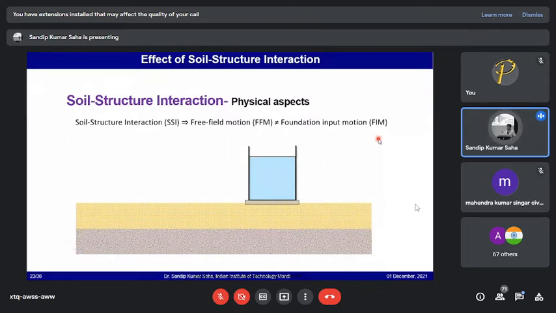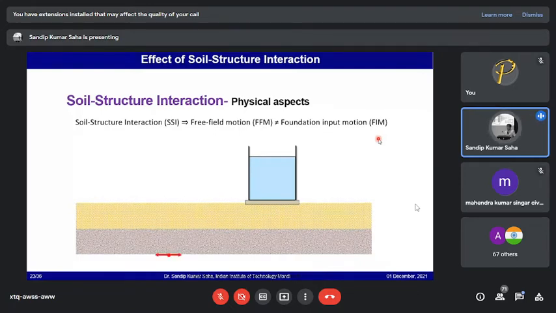So this is the next part of this presentation that I am going to spend some time on: the effect of soil structure interactions on the performance of base isolated liquid storage tanks. So what do we mean by soil structure interactions? What happens during an earthquake? How are the soil and the structure going to interact? That is what we are going to discuss.